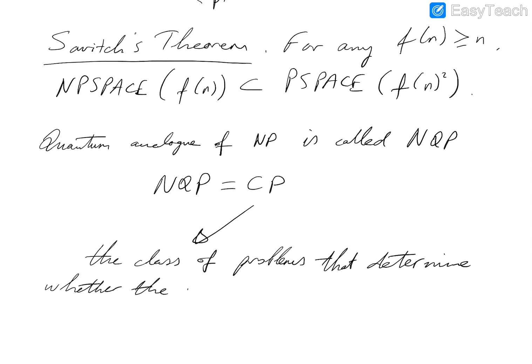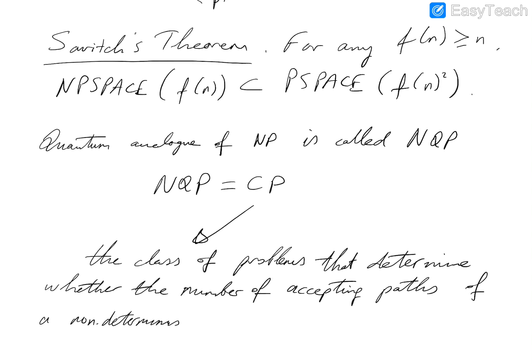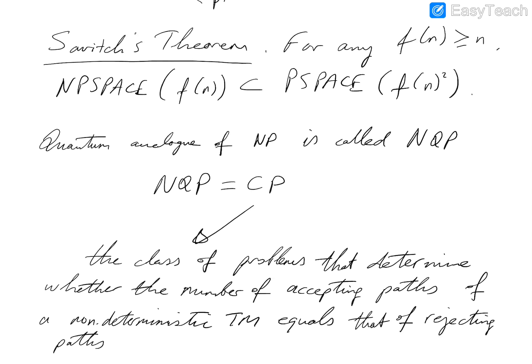So let's write that down. Whether the number of accepting computations of a non-deterministic Turing machine equals that of rejecting paths. Okay, so this is a counting complexity class.